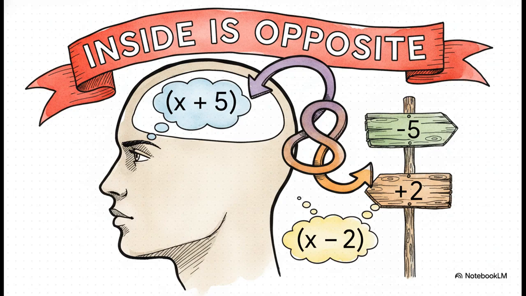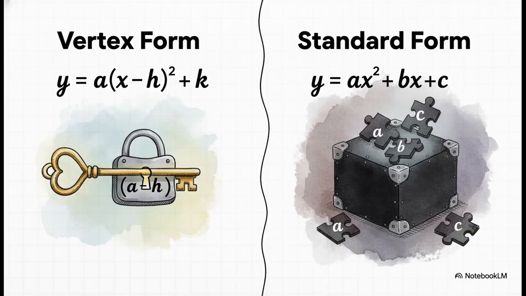That number inside the parentheses with the x, it feels counterintuitive. Because the formula itself has a minus sign, x minus h, you always have to take the opposite of what you see. So if you see x plus 5, h is -5. If you see x minus 2, h is plus 2. Just burn this into your brain. Inside is opposite. Say it with me. Inside is opposite.